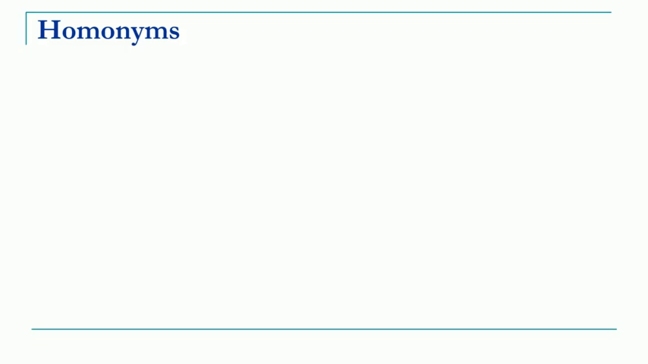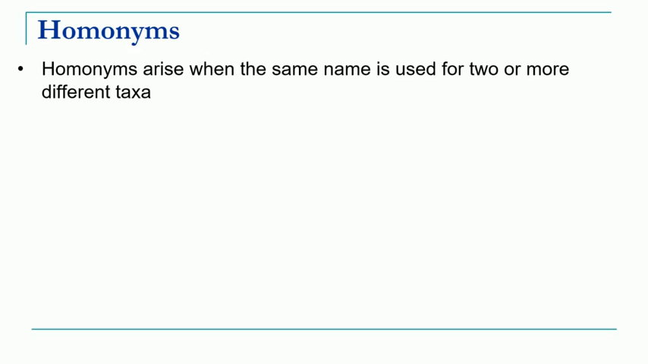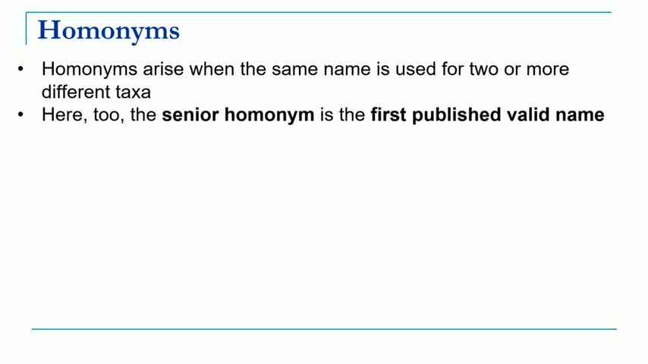Now we come to the second terminology, that is homonyms. So what are homonyms? Homonyms arise when the same name is used for two or more different taxa. If different names are given to the same taxon, it is called a synonym. If the same name is used for two or more different taxa, then it is called a homonym.